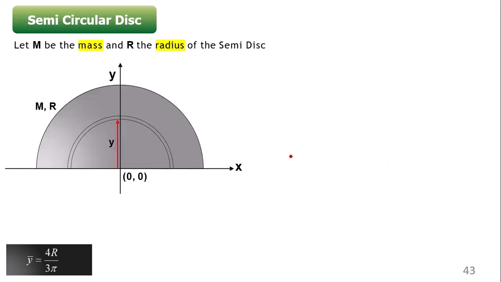Okay. Now come to the second geometry, that is a semicircular disk. Now this semicircular disk is a kind of element which is called 2D geometry. Okay, so for 2D geometry, we define the sigma number.